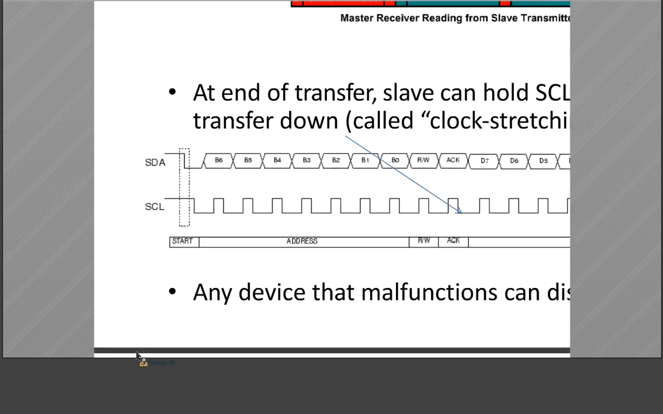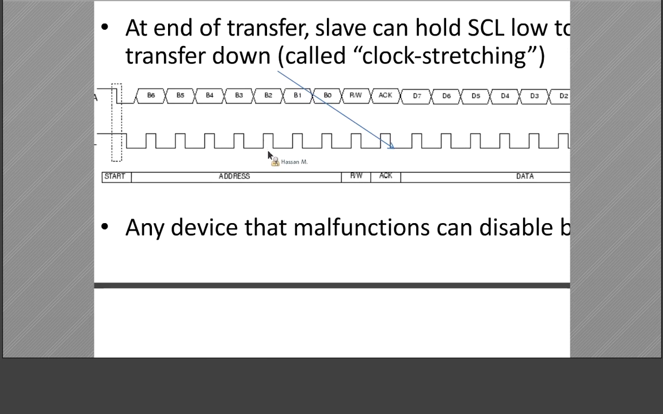Then this is the address. I zoom in on it. This is the address, B6 to B0, that means 7 bits of address. 2 to the power of 7 is 128 addresses. That's right, 7 bits of address, B6 to B0.